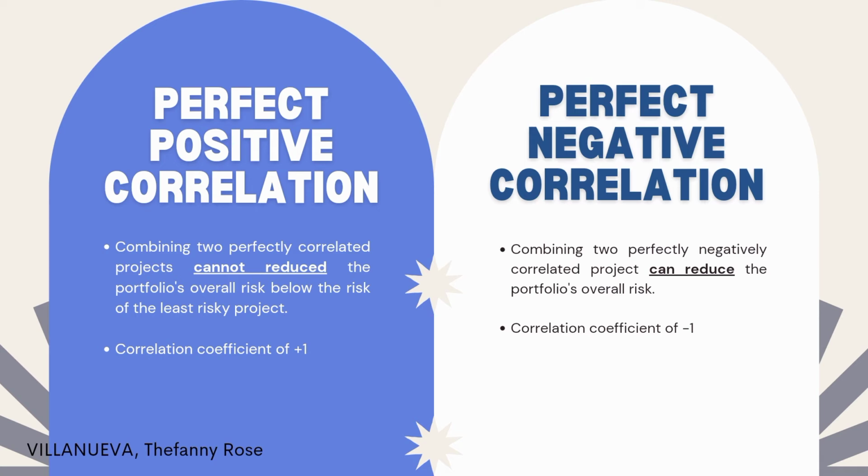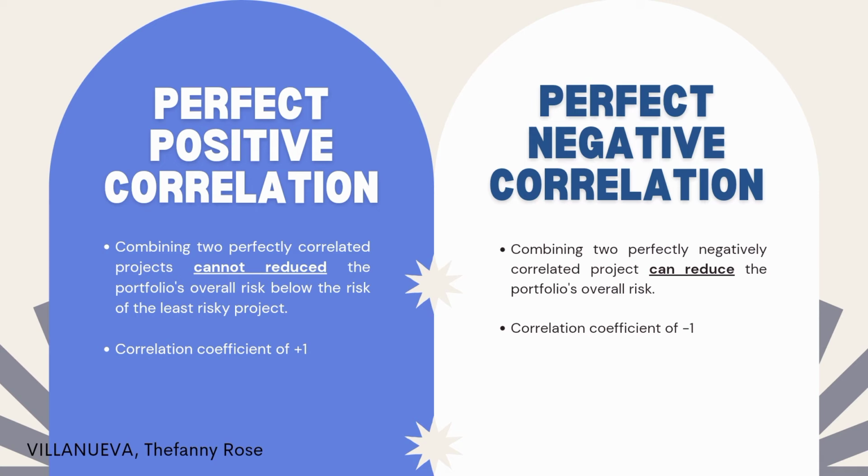While combining two perfectly negatively correlated projects can reduce the portfolio's total risk. So, as I mentioned earlier in my example about the oil sector and the airline, both of them are negatively correlated, or move in opposite directions. So even if the stock price of the oil sector continues to fall, some parts of the portfolio are still increasing. You still have a return from the airline investment.